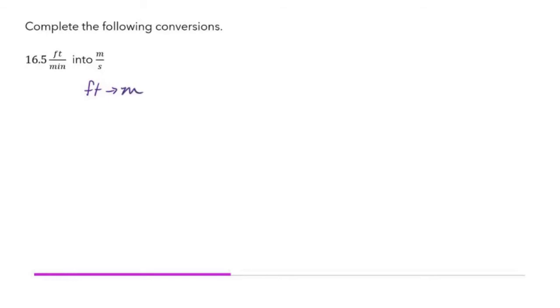Looking at our formula sheet, we do have a direct conversion for this. We know that 1 meter is equal to 3.2808 feet. So we'll only need one conversion factor for this step. But we do have a second step because we need to move from minutes to seconds. Well, that's one we can do directly as well. In 1 minute, we know that there are 60 seconds. In fact, this is also on your formula sheet.